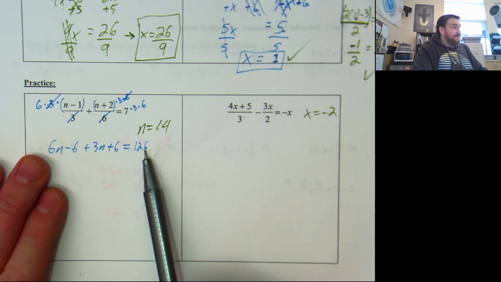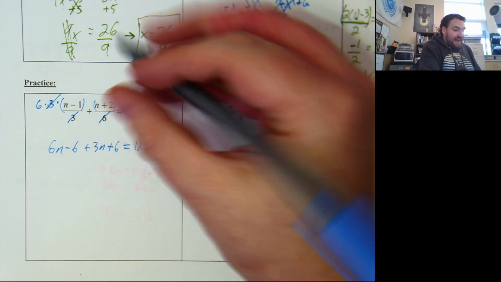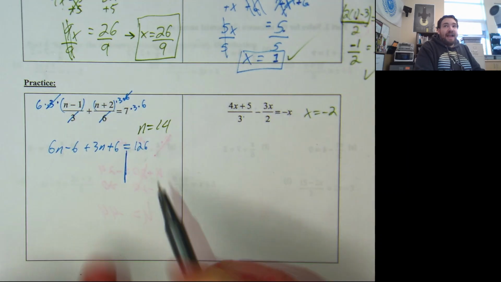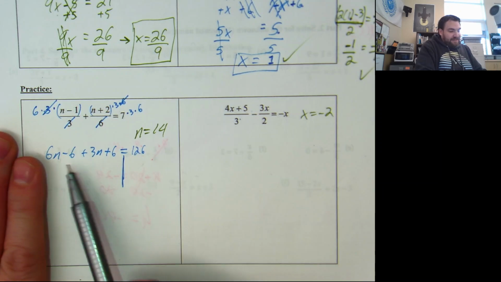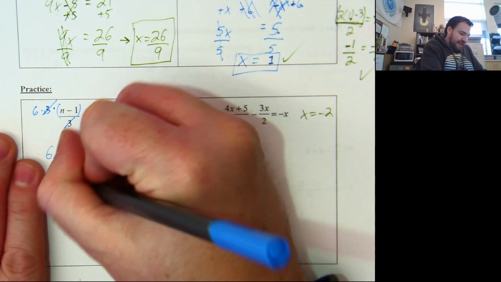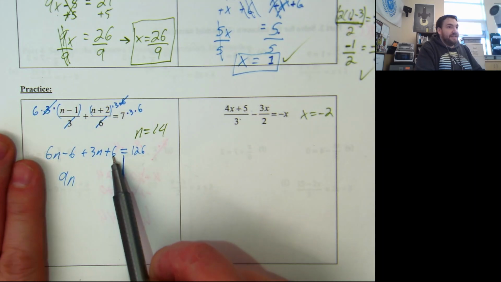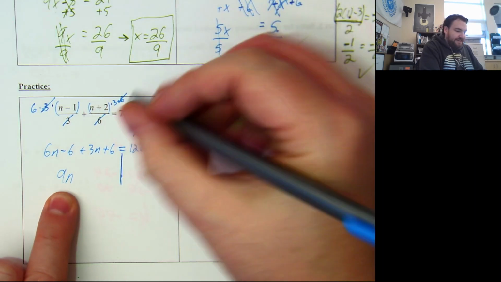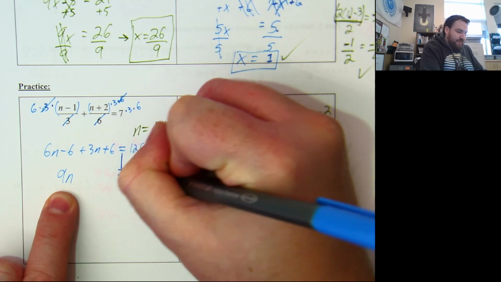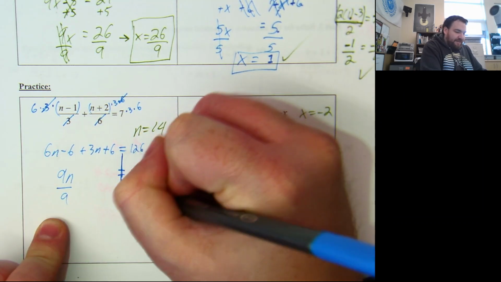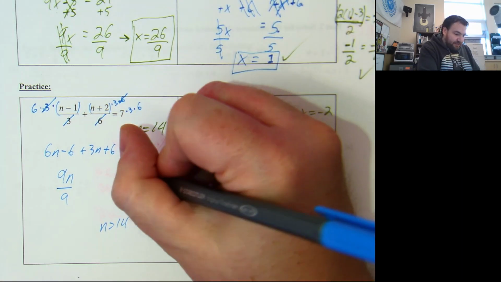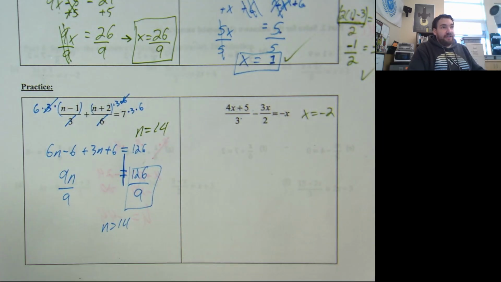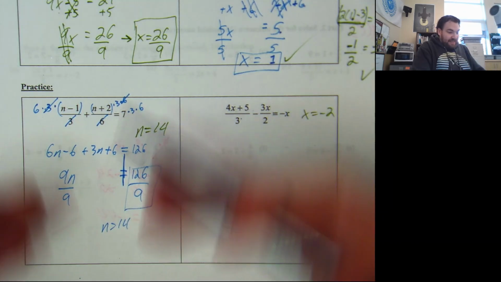If you've gotten to this step successfully, what you need to remember is that the equal sign is over here. Anything to the left of the equal sign can just be grouped. 6n plus 3n is going to be 9n. -6 plus 6 is 0. So all I'm left with on the left-hand side is 9n equals, and the right-hand side is 126. Divide by 9, divide by 9, n equals 14. This you can punch into a calculator, or you can use your multiplication tables for, but that is the method.